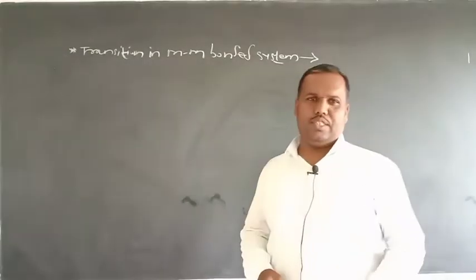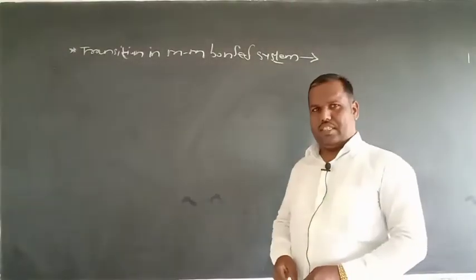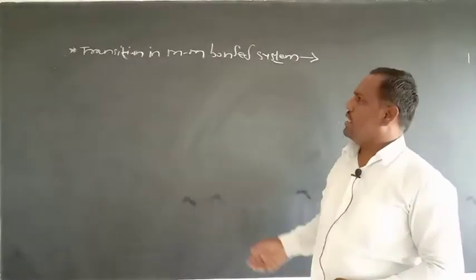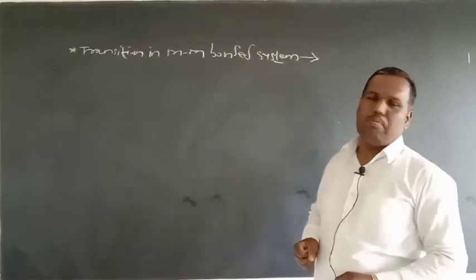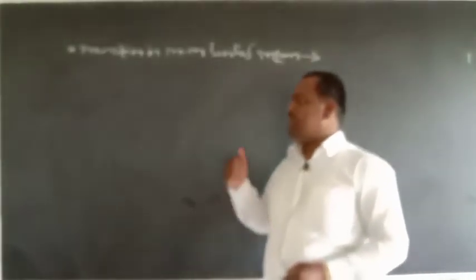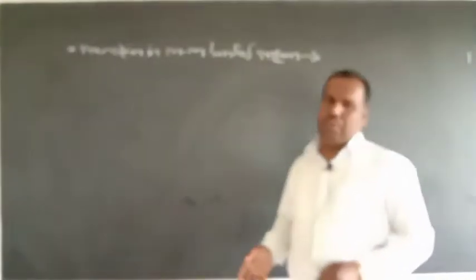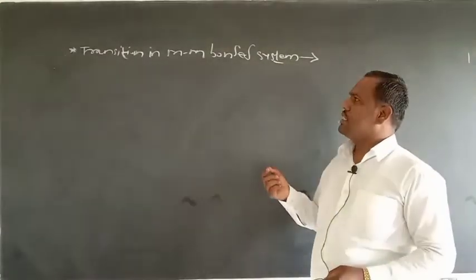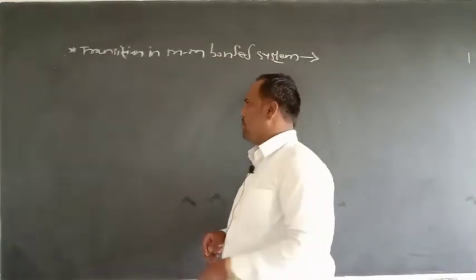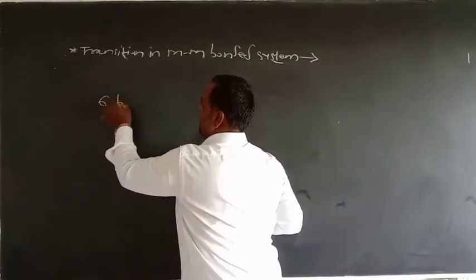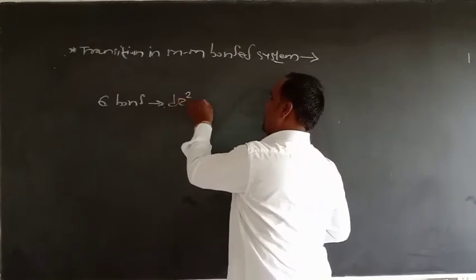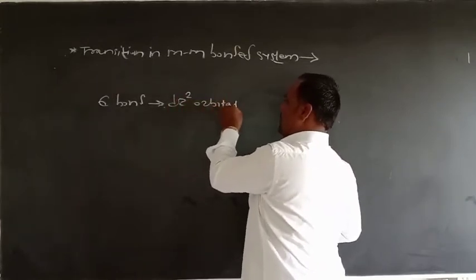Good morning, dear students. In the previous lecture, we discussed the important phenomenon of transition in metal-metal bonded systems. We will discuss what types of bonds are formed when metals bind together. We already discussed that a sigma bond is formed by the overlapping of the dz square orbital of each metal atom.